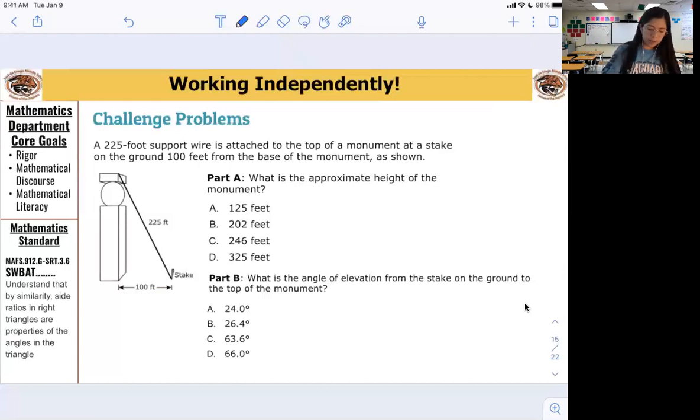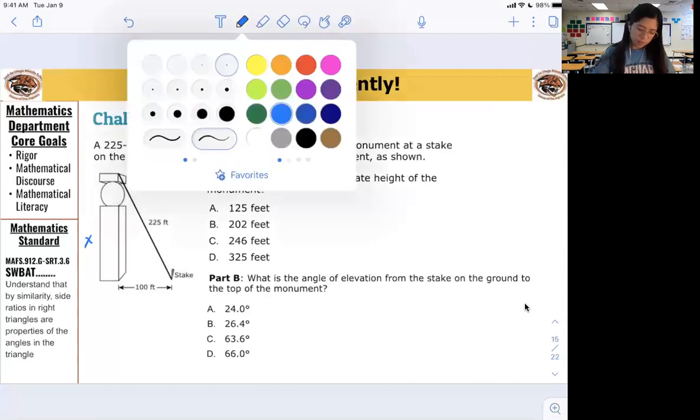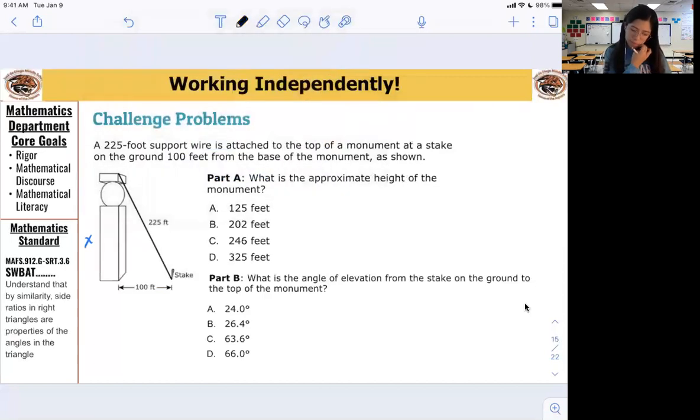So I've got my x. 202 feet? Let's find out. It can't be more than 225 because that line is slanted, so that automatically has more value. So it can't be 325 or 246. It obviously isn't 125 because at the bottom it has a 100 feet distance. So if it was 125, it would be way shorter. So the best answer would be 202 feet.